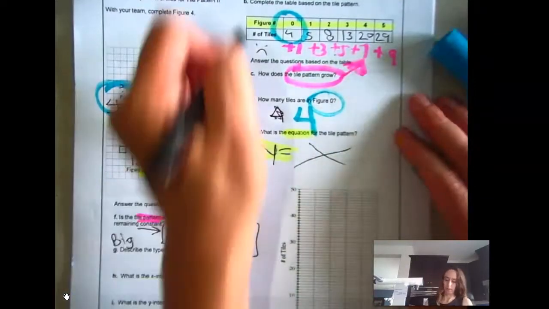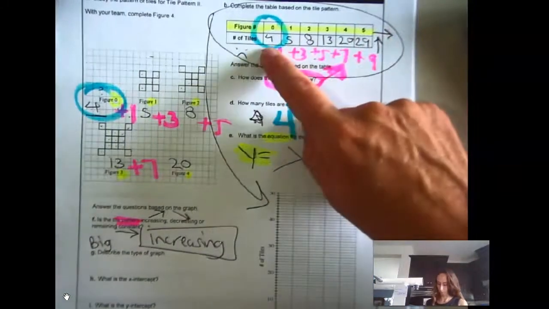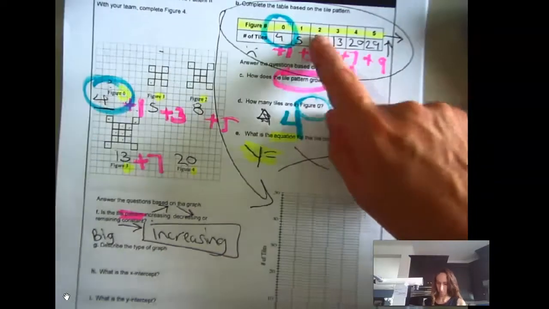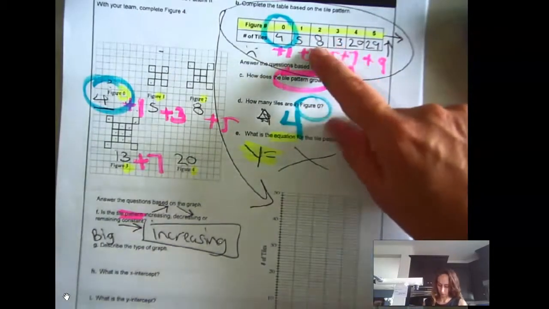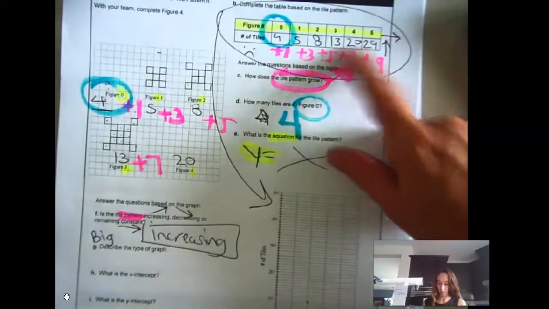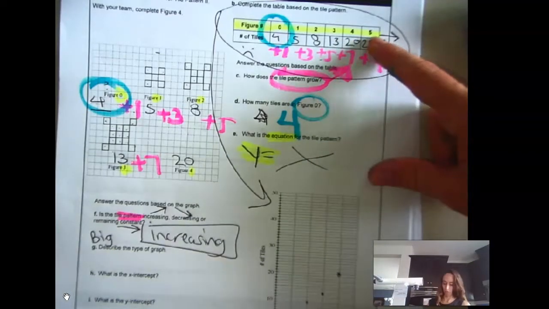Okay? Now we're going to take this and we're going to graph it here. Remember, this makes me go to the right. This makes me go up. So I go to the right, nope, I go up 4. 1, 2, 3, 4. This one, I go to the right 1, up 5. I go to the right 2, up 8. I go to the right 3, up 13. I go to the right 4, up to 20. I go to the right 5, I go up to 29.